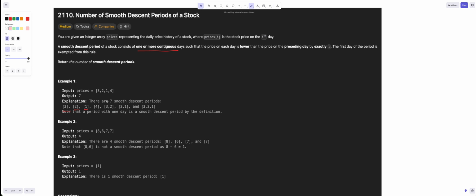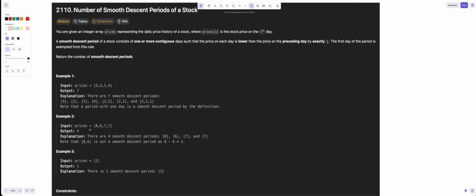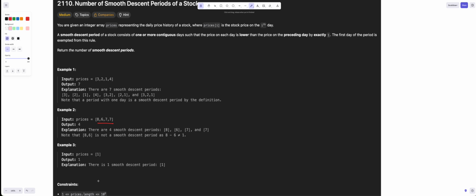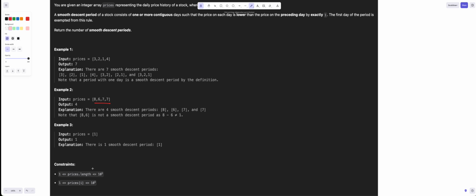So if we move to the second example, we are given 4 integers in the price array, and then they provide 8, 6, 7, 7, which doesn't make the preceding day lower by exactly 1. So that means we can only count the prices individually, which is 4 descent periods, 8, 6, 7, 7. The same for the third example: since there's only 1 element, we just return 1.